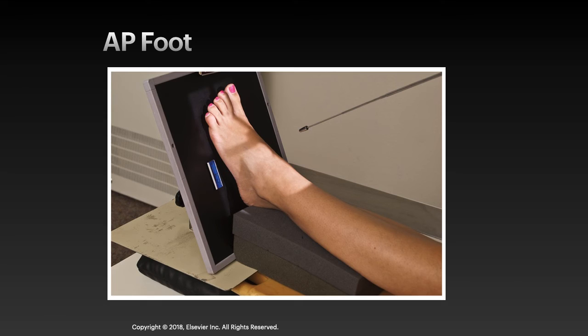AP foot. You can elevate the patient's leg underneath some sponges and also prop up the IR in order to match the foot's angle. The CR would still enter at the same place that you would for a normal AP foot. If you match the angle of the CR to the cassette and then decrease the angle by 10 degrees, you should have a perfectly positioned foot for trauma.